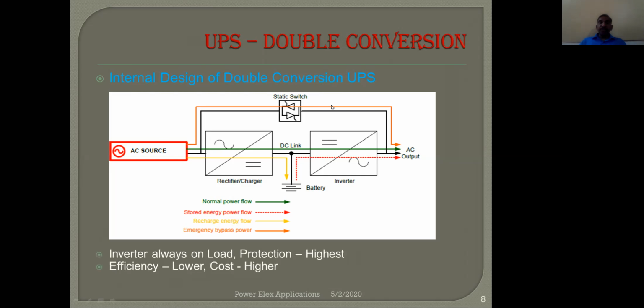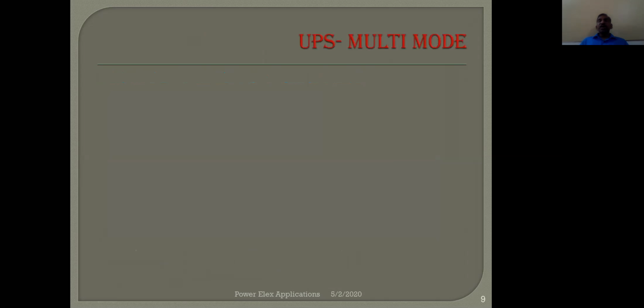This is a battery efficiency UPS, but the inverter is always on load, so you must have higher power. In this case, protection is best, but as there is double conversion, losses will be twice, so efficiency gets reduced and cost will increase. So the trade-off between these two is usually a multi-mode UPS, which can act as line interactive as well as a double conversion UPS.